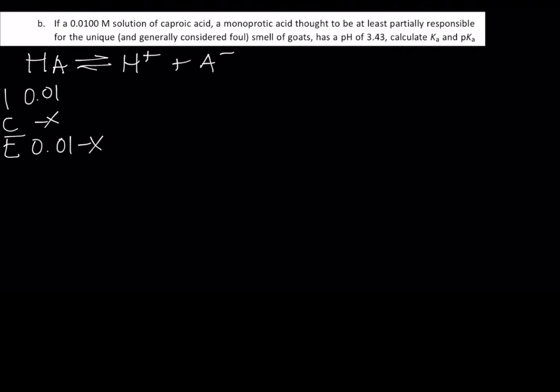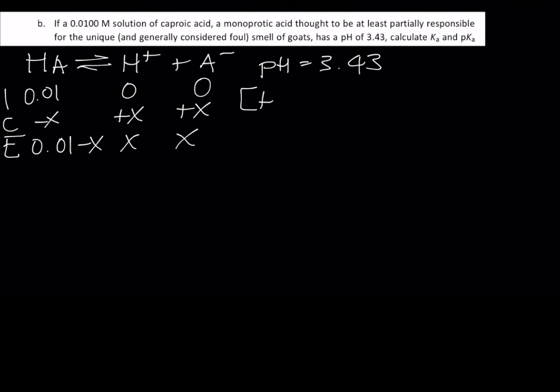The initial concentration of H plus is 0, same with A minus, the conjugate base. It would be positive x for the change, leading to x at equilibrium. So because we're given the pH value, which is equal to 3.43, we're able to find the concentration of the hydronium ion, or H+, which will be equal to the value of x here.